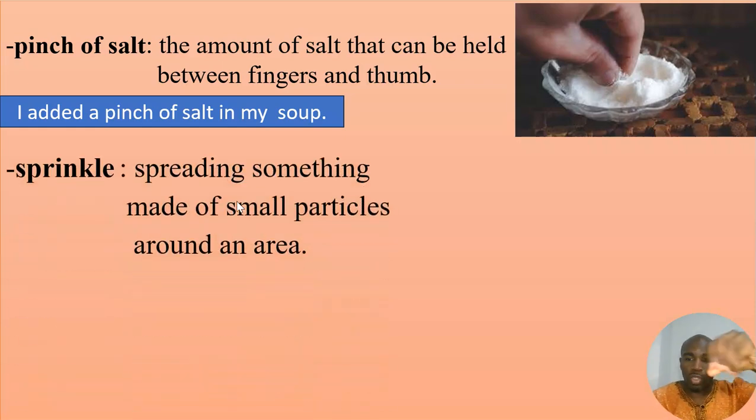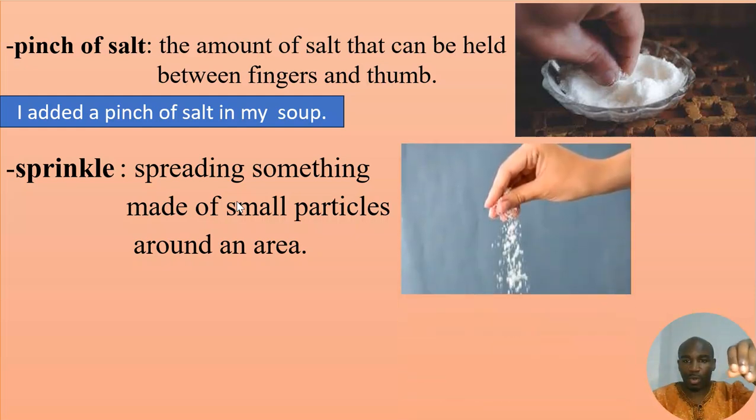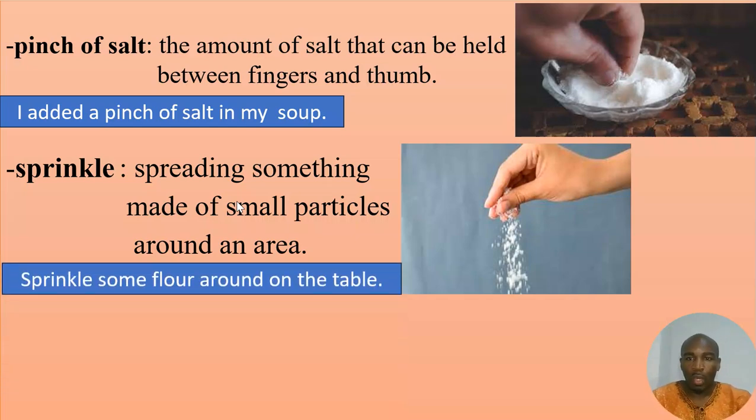Then we have sprinkle like this. You can use a sprinkler or you can even use your hands. Once you pick a pinch of salt, then you can sprinkle like that. You understand? So that's what we are calling sprinkle: spreading something made of small particles around something. Okay, we go to the next one.